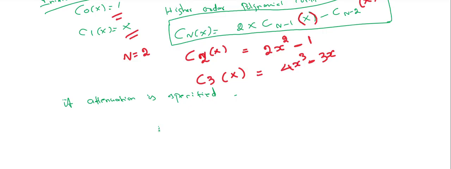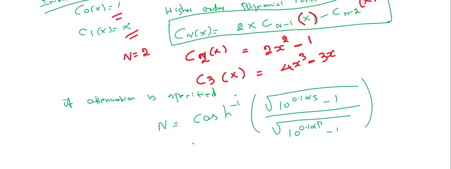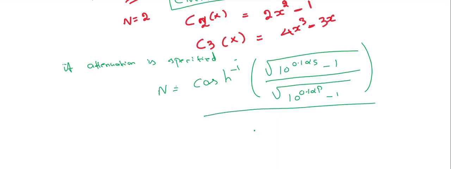So remember the formula: n is equal to cosh inverse of the square root of 10 to the power 0.1 alpha s minus 1, divided by the square root of 10 to the power 0.1 alpha p minus 1, divided by cosh inverse of omega s by omega p.